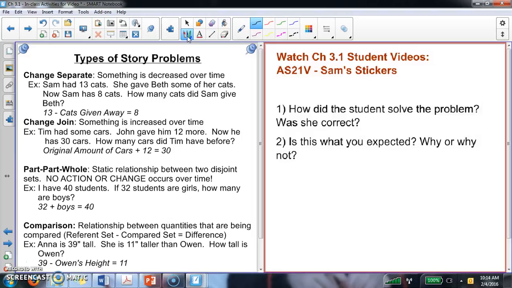Now on D2L you will also find some more of these types of problems with the answer key to help you make sure you understand both how to determine the story type problem as well as how to write the correct equation. So make sure to check that out as well.